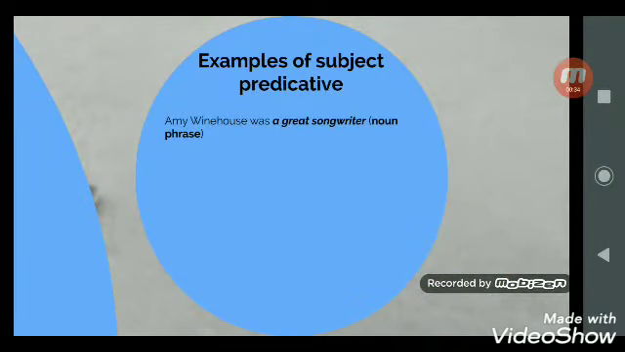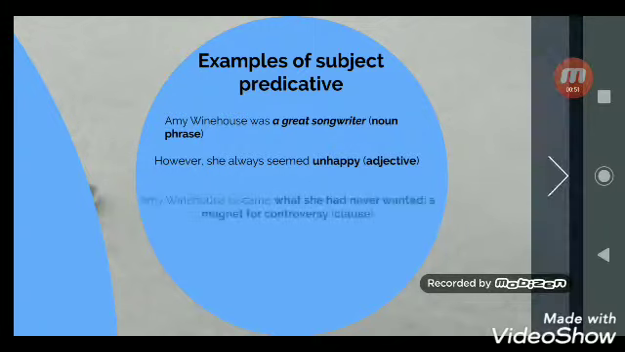Amy Winehouse was a great songwriter. So in this case, there is a really close relationship with Amy Winehouse and a great songwriter. We can say that they refer to the same entity. However, she always seemed unhappy. In this case, our predicative is an adjective.